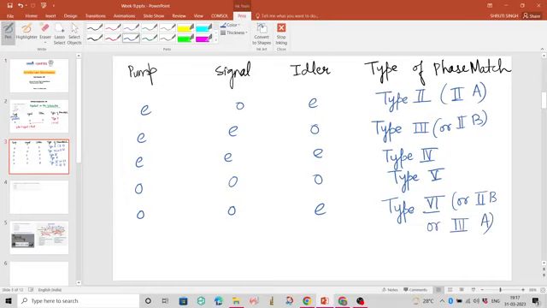The next can be, what we have left is OEO and OEE. This is exactly the opposite of the first one. So it is type 8.